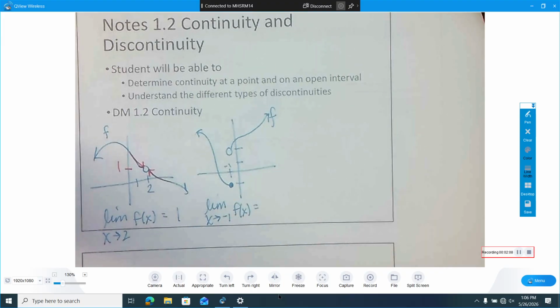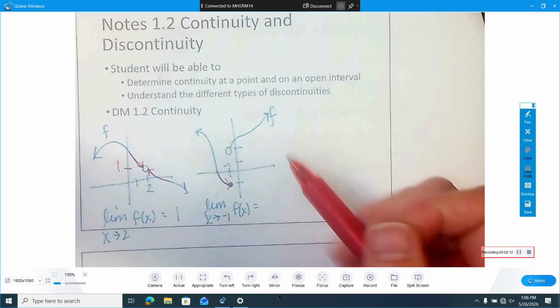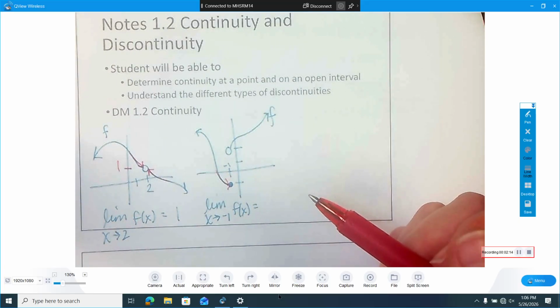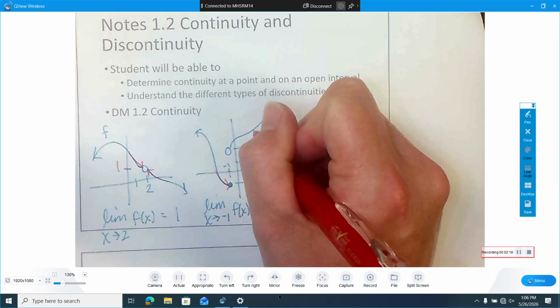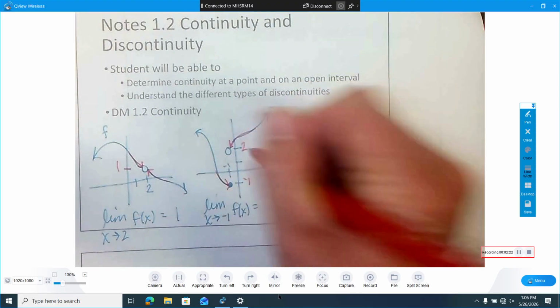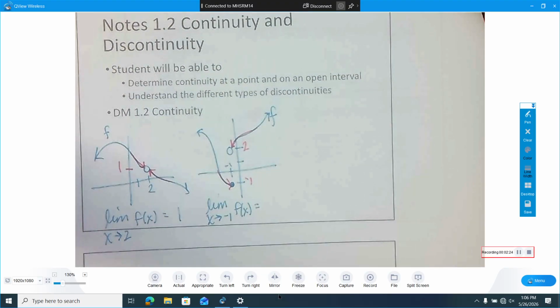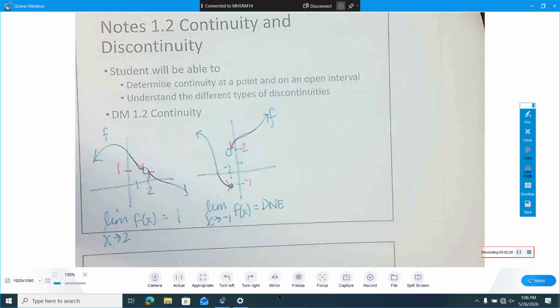As we approach from the left side, what do we get? -1. But as we approach from the right side, what do we get? 2. Do they match? No. This time they don't match, so the limit does not exist. This is really important because when we approach from the left and the right, we want to come to the same value. So that's a limit.